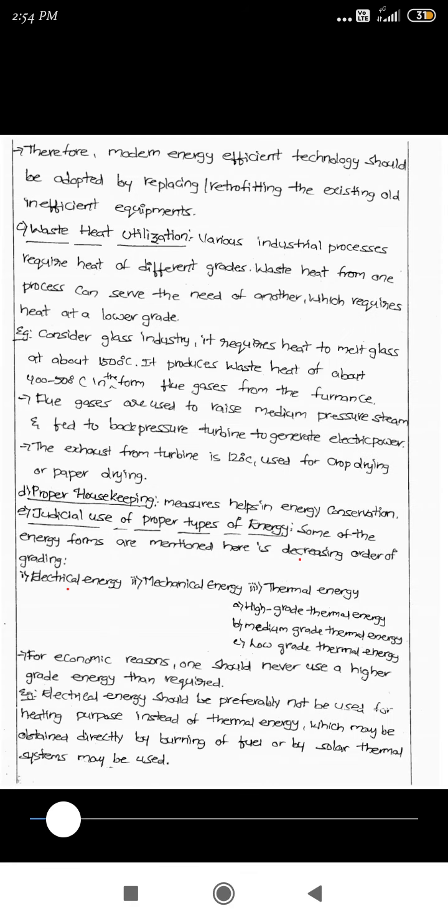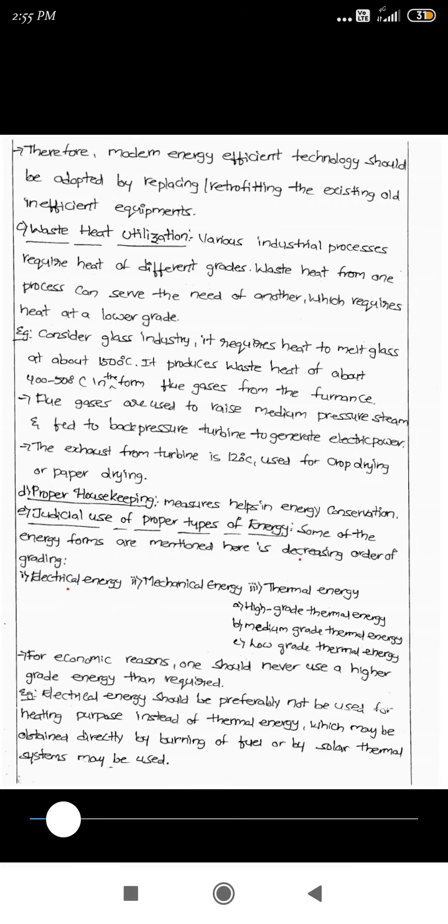Okay, next, waste heat utilization. The next term is this, and this is an important one. From your examination point of view, they will ask the question: what are the principles of energy conservation? Then we need to explain each and every one. First one is recycling of wastage, next one is modernization of technology, and this one is waste heat utilization. You have to explain each and every parameter.